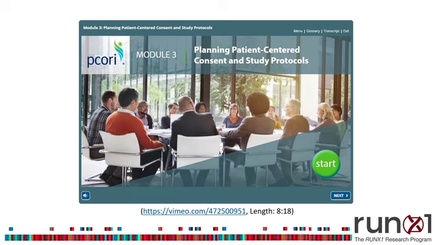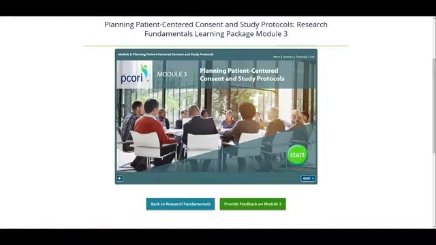Next, in Module 3, the training is focused on planning informed consent and study protocols and protecting patients' rights.